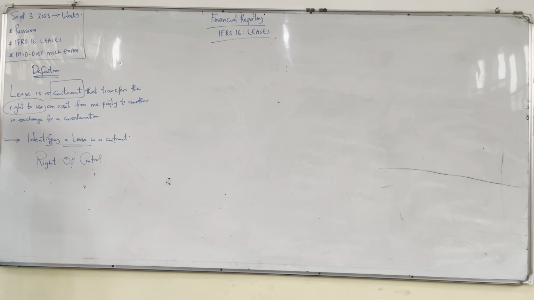Must be the only one doing what? Using the asset. And the second thing is that he must be able to use it the way he wants it. Of course, reasonable use, of course, but he should be able to use it anyhow he wants it. So how did the standard put it?